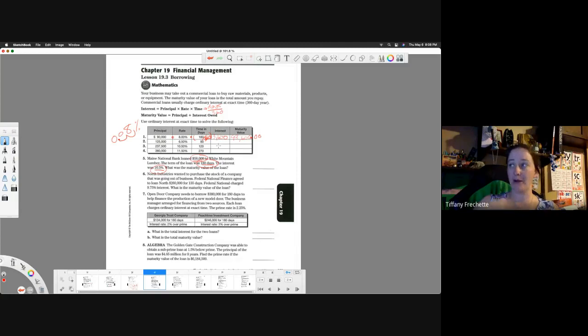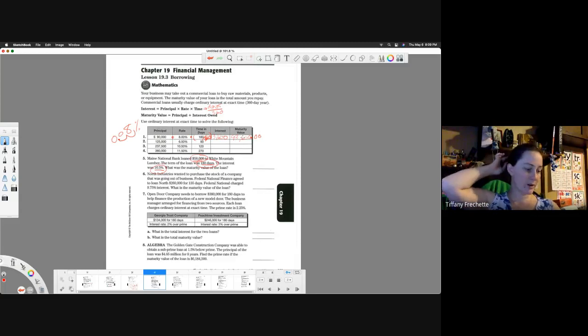The actual amount of interest, not the interest rate. Don't confuse those two. And so now that I have my interest, I can add that to my principal. So when I do principal times rate times time, I'll get my interest amount, the amount of money that I'm going to pay for interest. And I'm going to add that to my principal, what I took out to begin with, to get my maturity value.